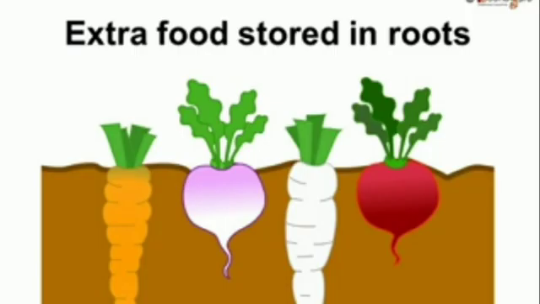The carrot, radish, beetroot, and turnip plants store their extra food in their roots, and hence they become swollen, and we eat these roots, that is the extra food of the plant.